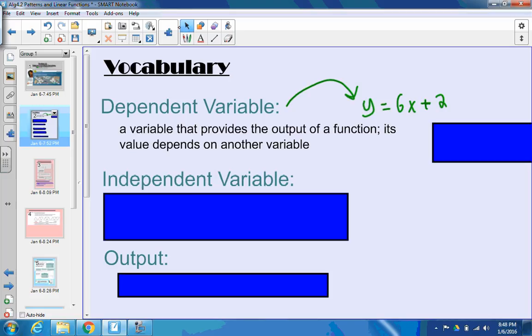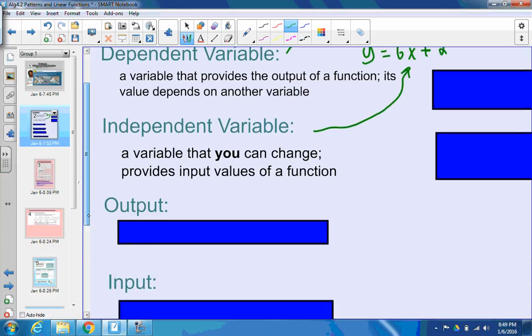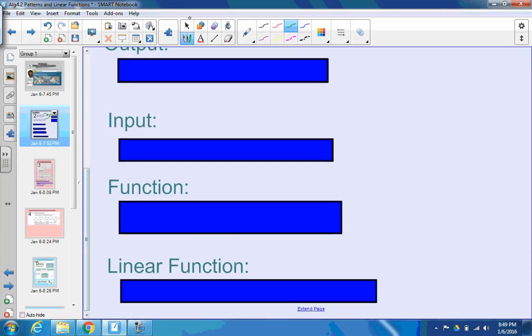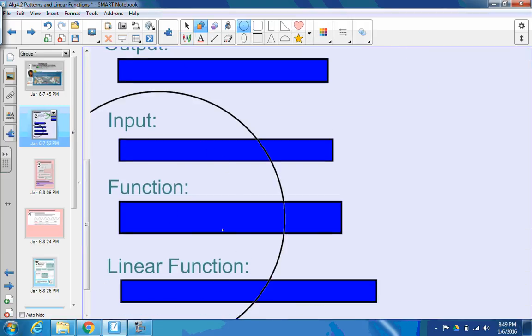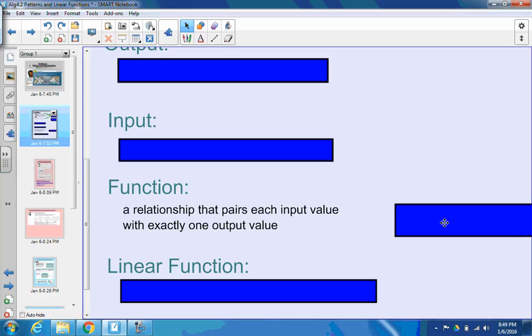So that means that the independent variable is the x value, and the independent variable is the variable that you can change. You can plug in different things for x, and you'll get a different y out. It also provides the input values of a function. So I'm going to slide down here and say, what is a function? A function is a relationship that pairs each input value with exactly one output value.